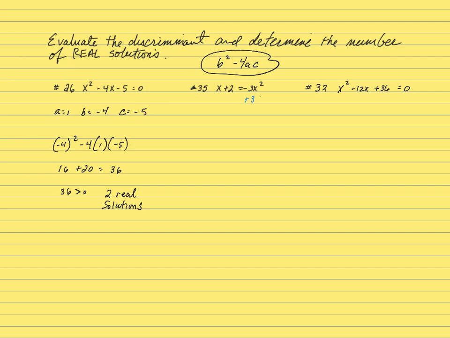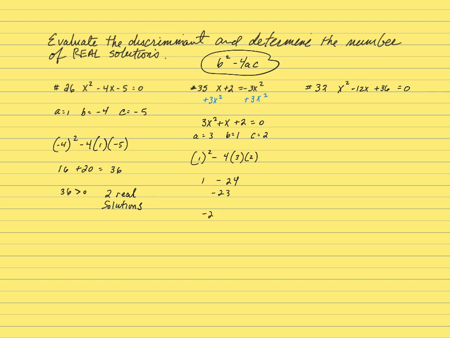Looking at number 35, it's not in standard form, so I need to get it put into standard form first. So I've gone and done my inverse operations, and I'm going to rewrite it in standard form here. So I have 3x squared plus x plus 2 equals 0, giving a is 3, b is 1, c is 2. And when I go ahead and populate that discriminant, I have 1 squared minus 4 times 3 times 2, which is going to give me 1 minus 24, which is going to give me a negative 23.